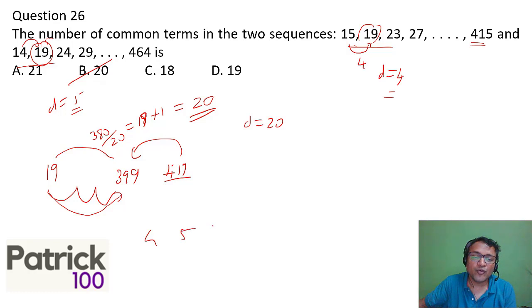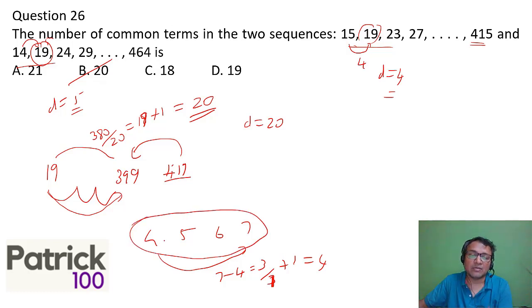For example, if you have terms like 4, 5, 6, 7. 4 to 7 is 7 minus 4, 3. Divide by D, which is 1, plus 1 will give you the number of terms, 4. Just to explain the concept, why plus 1 comes: because we include the first term also. So therefore 19 plus 1 will give you 20 terms as the answer in this.